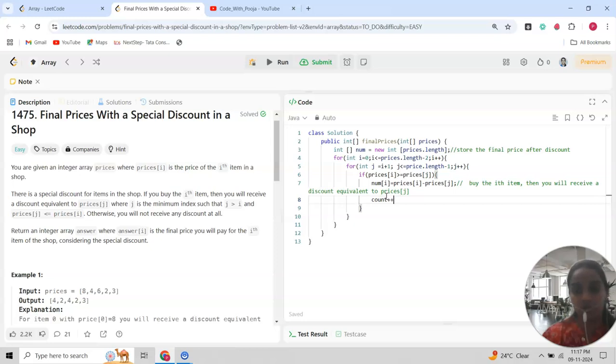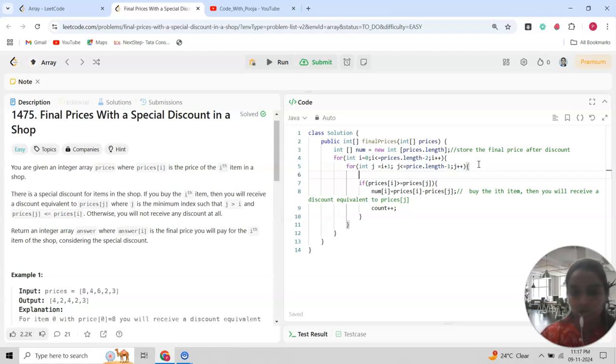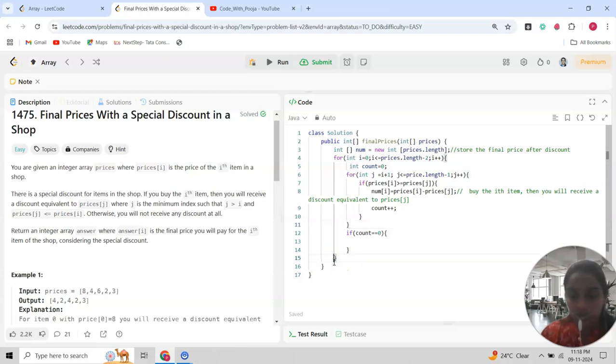Also, I will use one count variable here. What is the count for? Here I will write int count equals 0. Now, after this for loop, I have to put it here: if count equals 0, outside the j loop. So we have to check whether count equals 0.